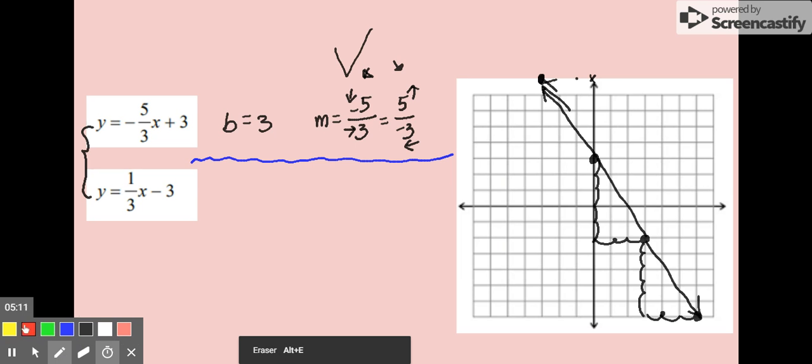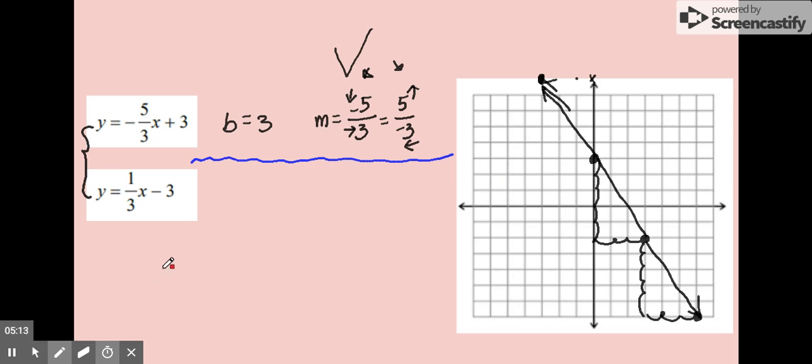All right, I'm going to use the red here. What's the y-intercept here? -3, not 3. And the slope is 1/3. Either you go up by 1 and to the right by 3, or you can also do -1 over -3: go down by 1 and move to the left by 3. So either will be fine.